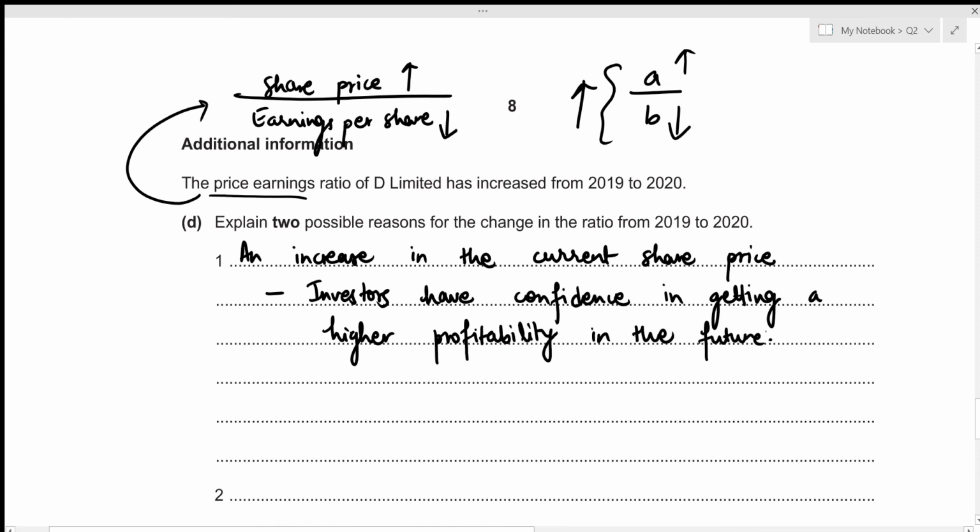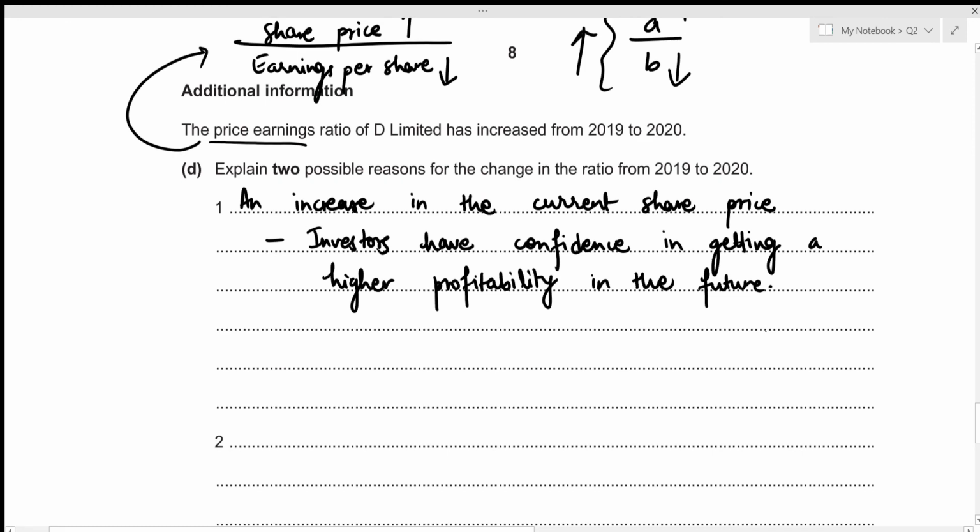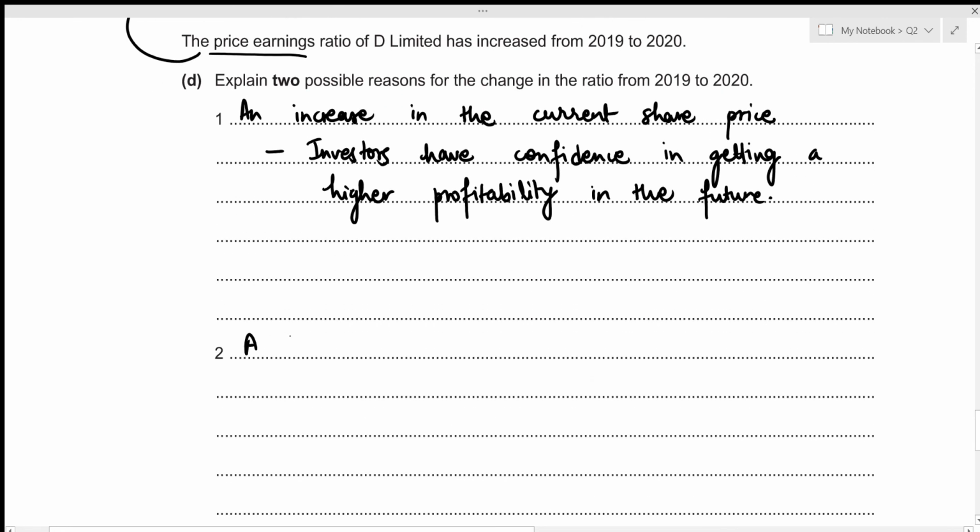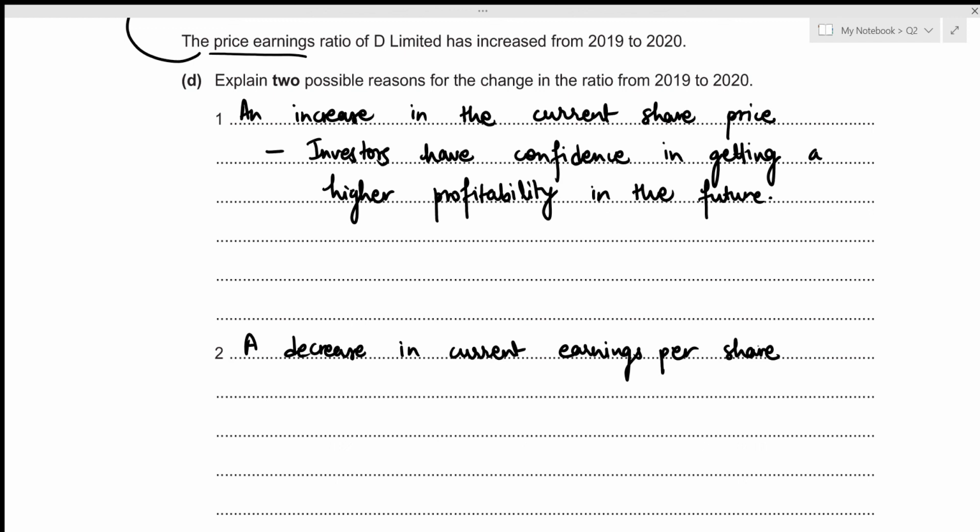Alright, for the second part, the price earnings ratio can increase if the earnings per share will decrease, right? Let's write it down. A decrease in current earnings per share. And we know that the earnings per share is directly influenced by the profit that we earned. So if there is a decrease in earnings per share, this could have been possibly resulted from a decrease in the profit. Let's write it down. A decrease in current profit.